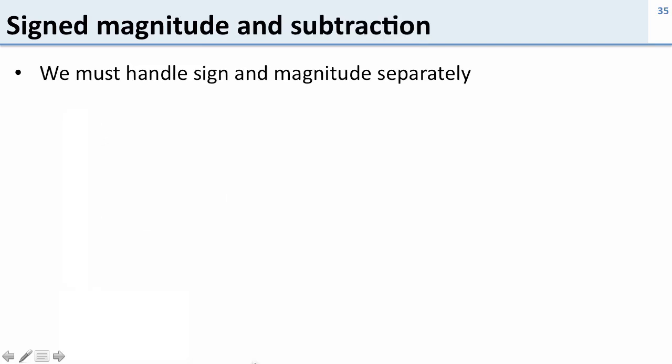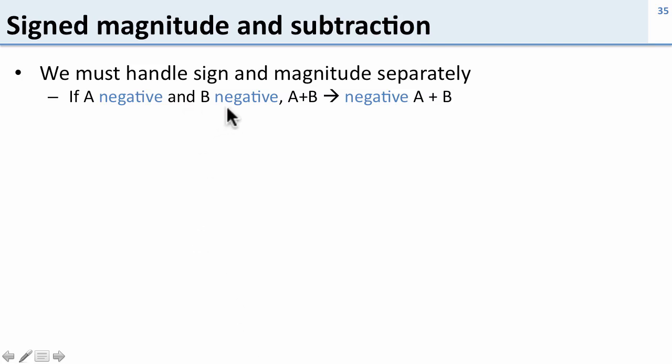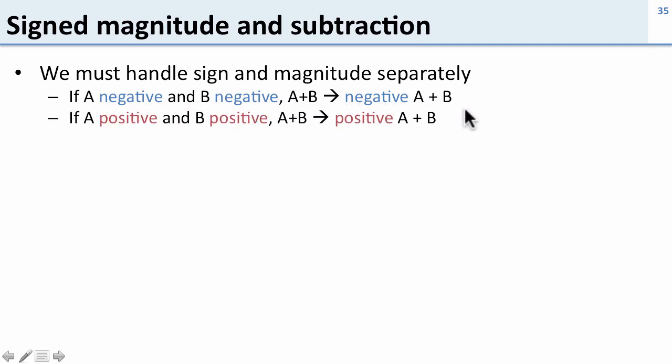So why is this a problem? The problem with signed magnitude is we have to take care of the sign and the magnitude separately. So for example, if A is negative and B is negative, then A plus B is just negative A plus B. But if A is positive and B is positive, then A plus B is now positive A plus B. So now we have to do a different addition operation depending on whether A and B are negative or positive. So that's a hassle.